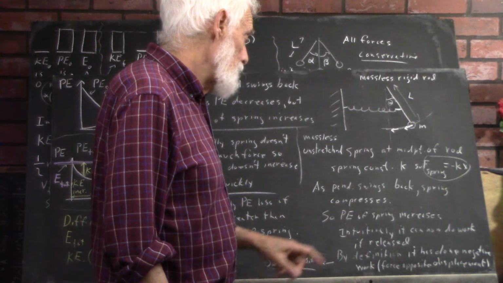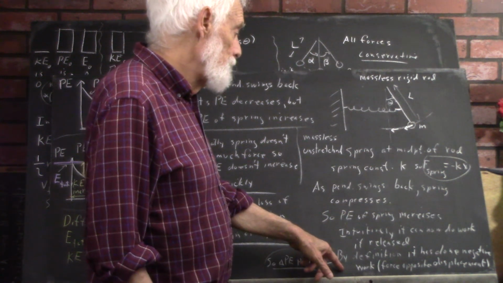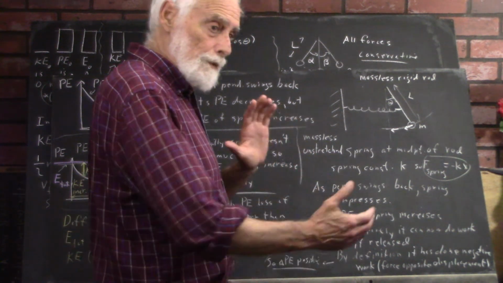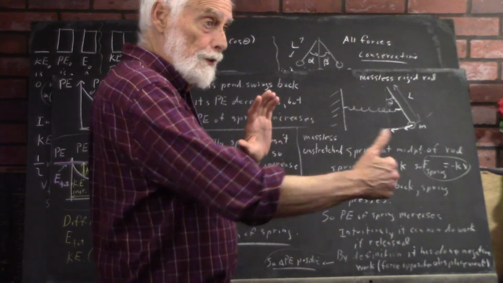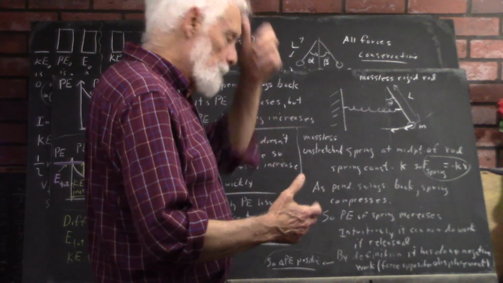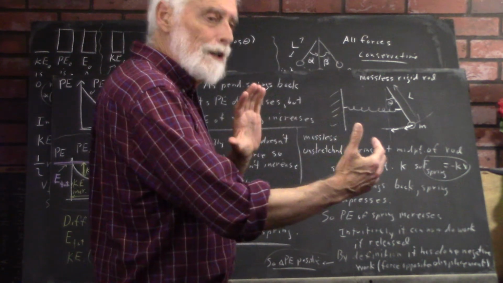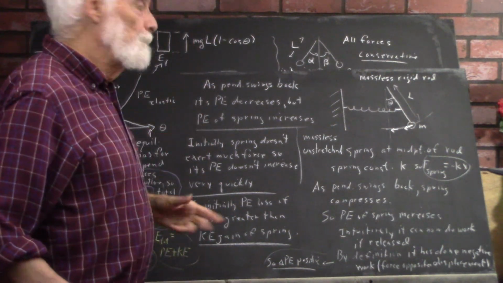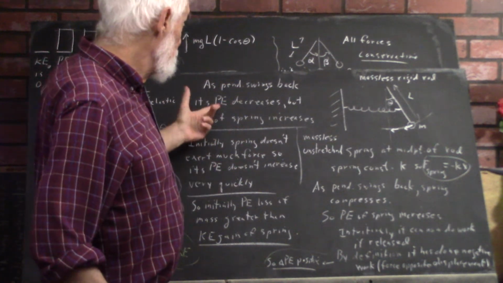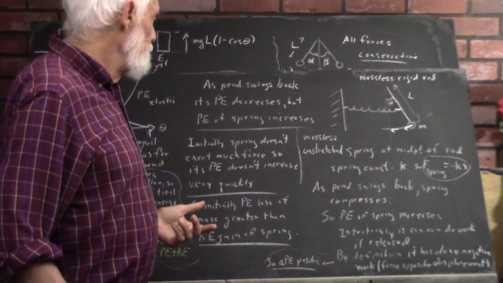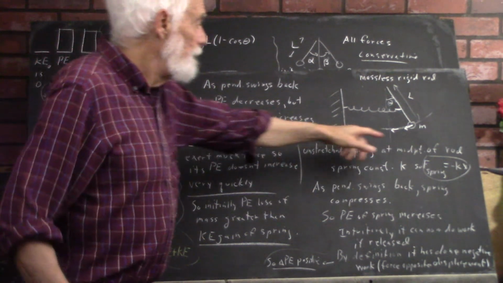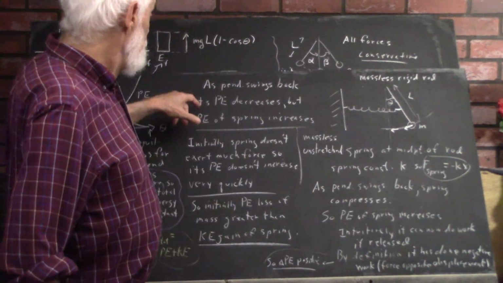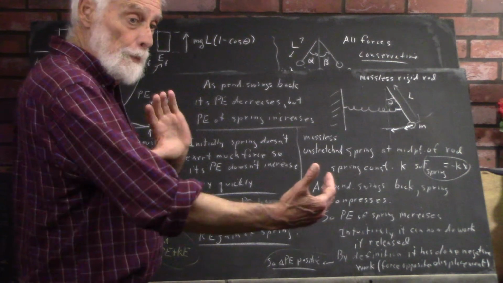And I made another comment. By definition, the spring has done negative work in being compressed, because the spring is pushing this way, the compressing force is pushing this way. The spring's done negative work in being compressed, it has positive potential energy. Okay, well, as the pendulum swings back, its potential energy decreases. Now this mass is going to decrease in potential energy. It's going to go lower, and the potential energy of this spring, because the spring's being compressed, increases.